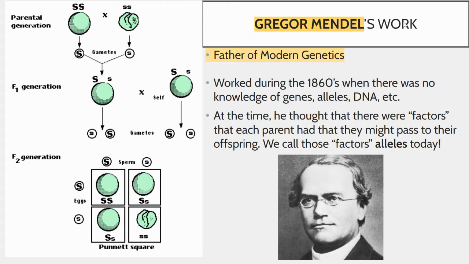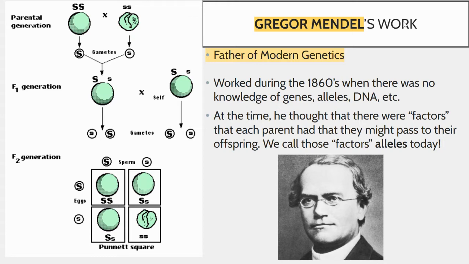One way for him to become a scientist without having to pay a lot of money to go to college, because his family did not have a lot of money, was for him to become a monk. And he did. He became a friar, a religious man, and he worked with pea plants when he lived in a monastery. This was around the 1860s.